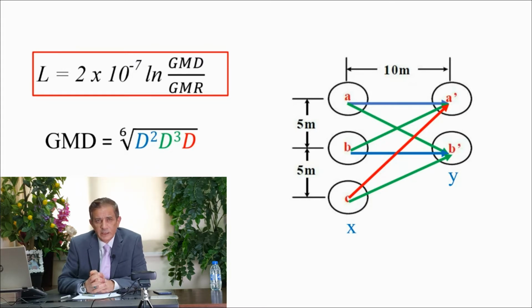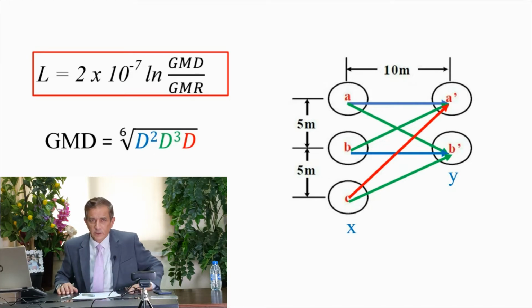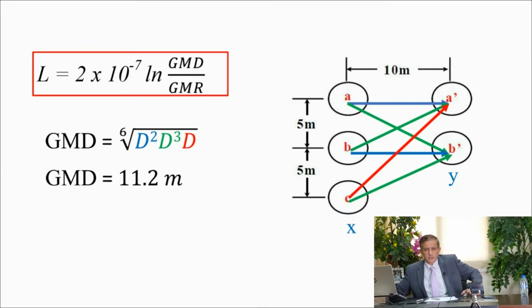I have 3 equal spacings in the green color and 1 in red. So it is as if I am multiplying the blue one 2 times, the green one 3 times, and the red one 1 time. This is the geometrical mean distance. It's 12.2 meters. I'm done with the geometrical mean distance.